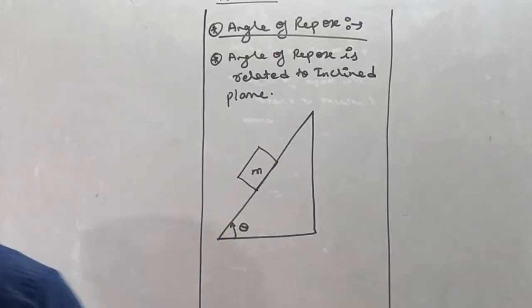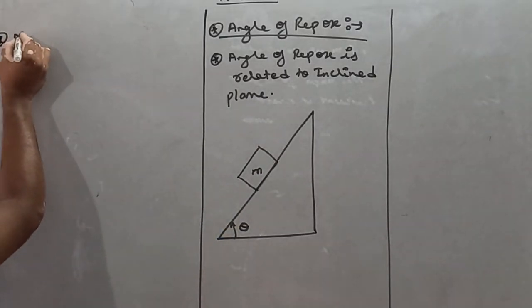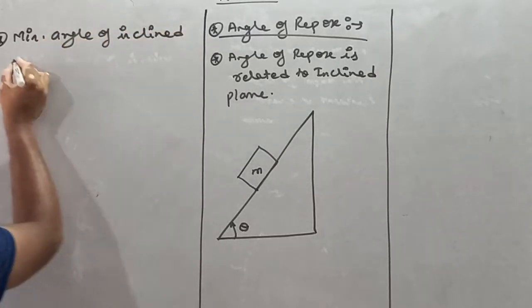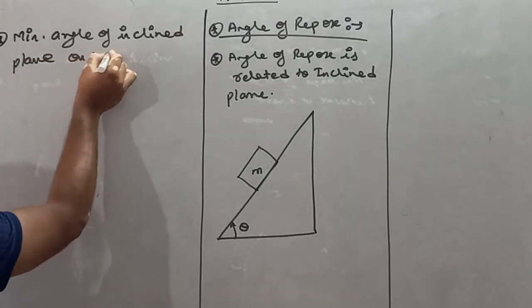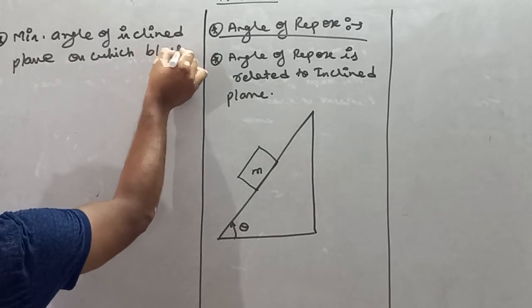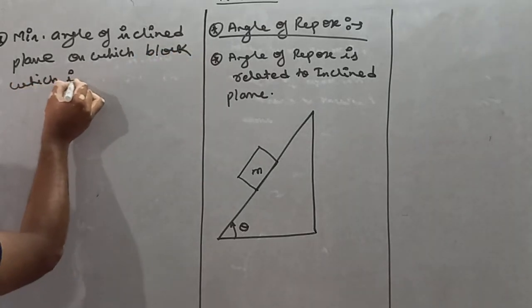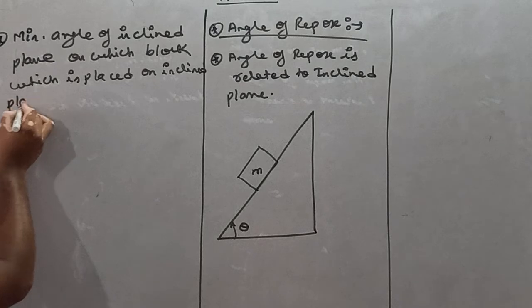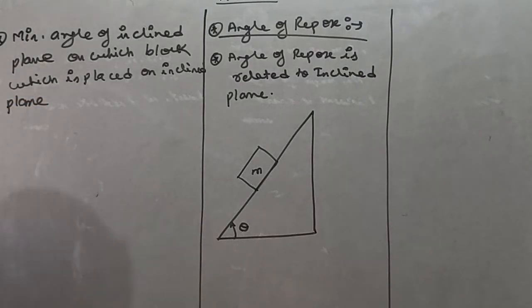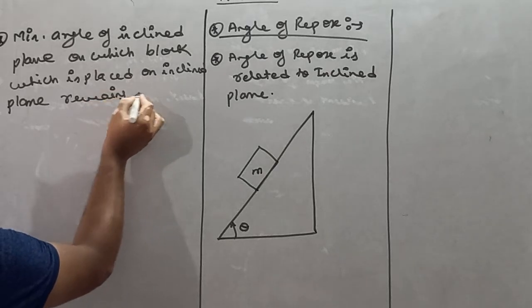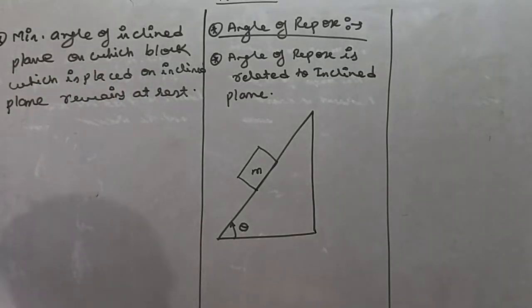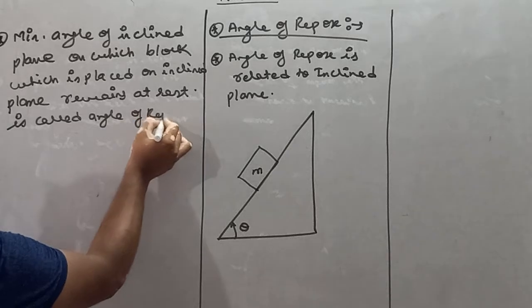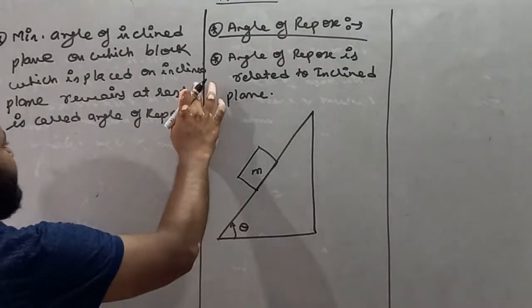Write down: minimum angle of inclined plane on which the block which is placed on the inclined plane remains at rest is called angle of repose.